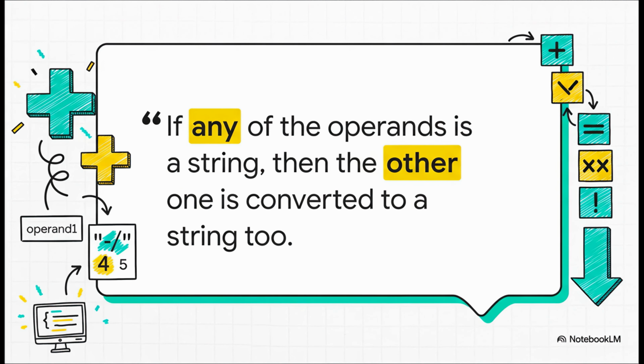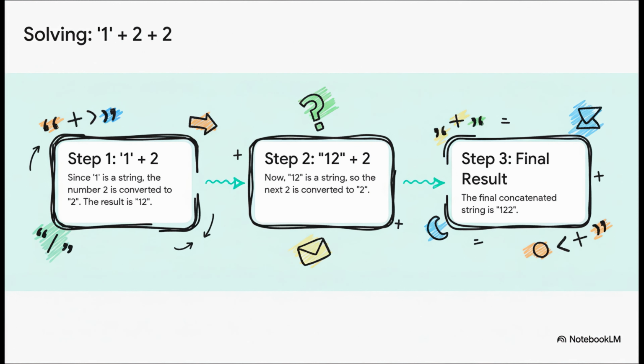So here it is. The crucial point is right here on this slide. This is the one rule you have to remember. If the plus operator sees a string on either side of it, it completely stops thinking about math. It just assumes you want to join things, and it will convert the other operand into a string to make that happen. Okay, let's apply that rule and solve our puzzle.